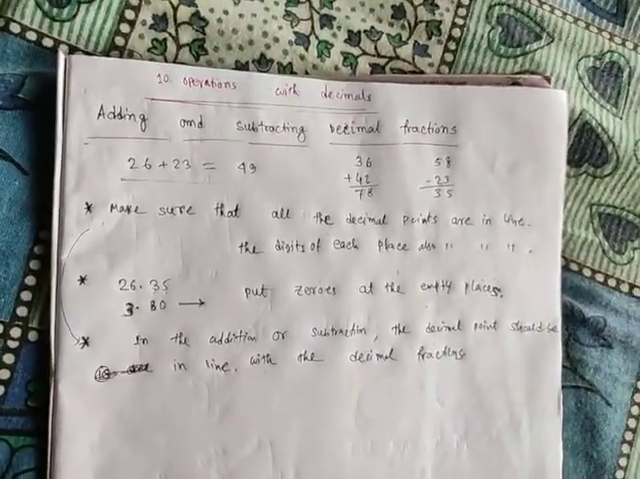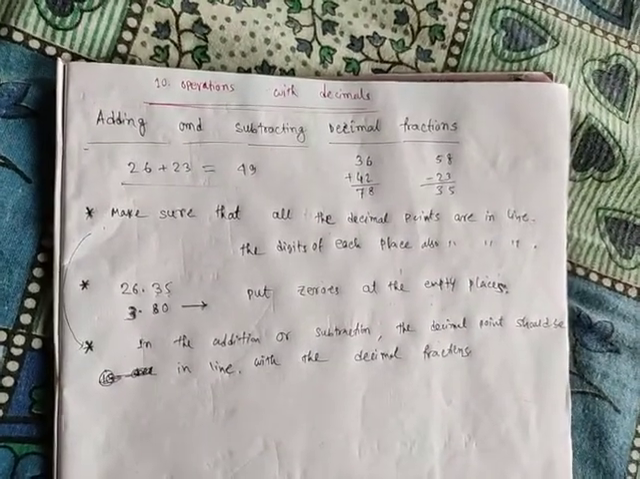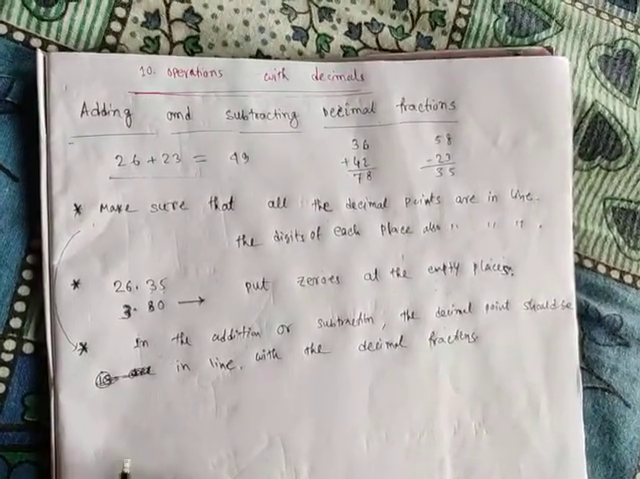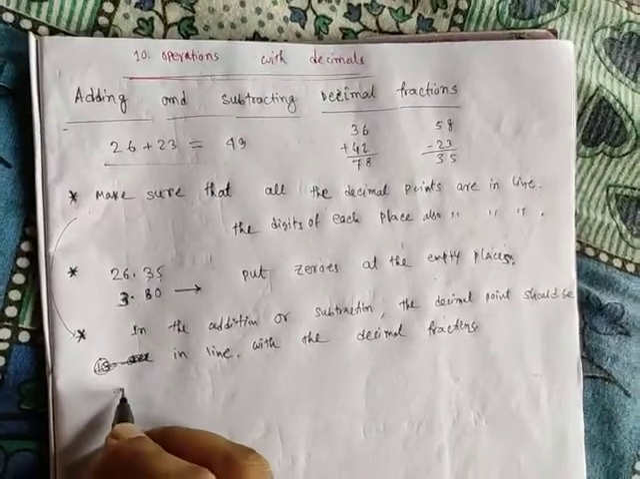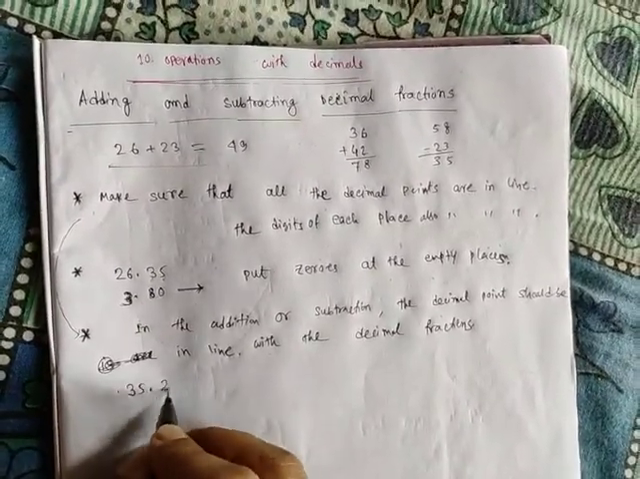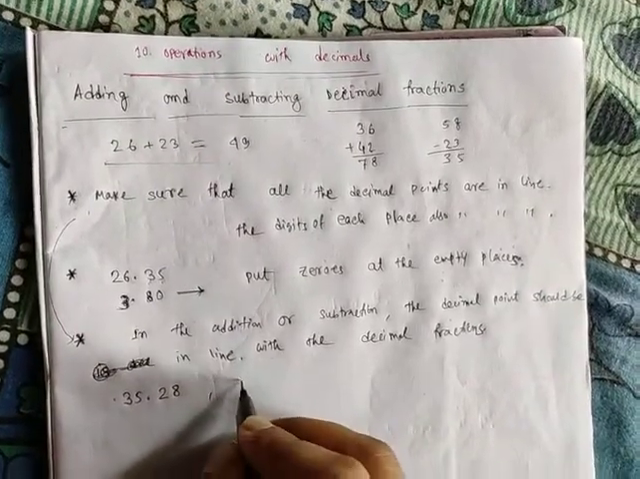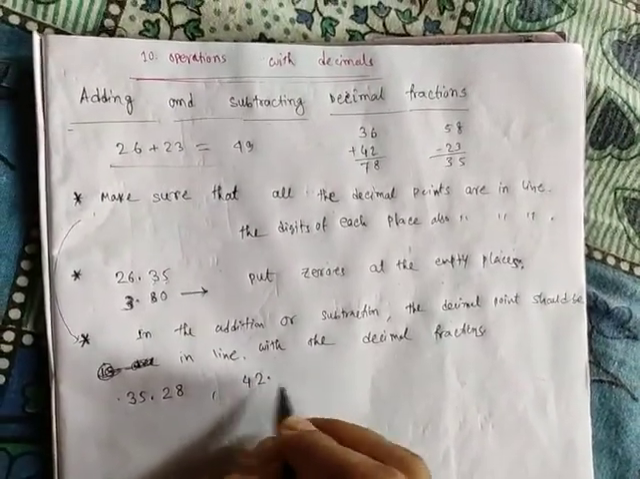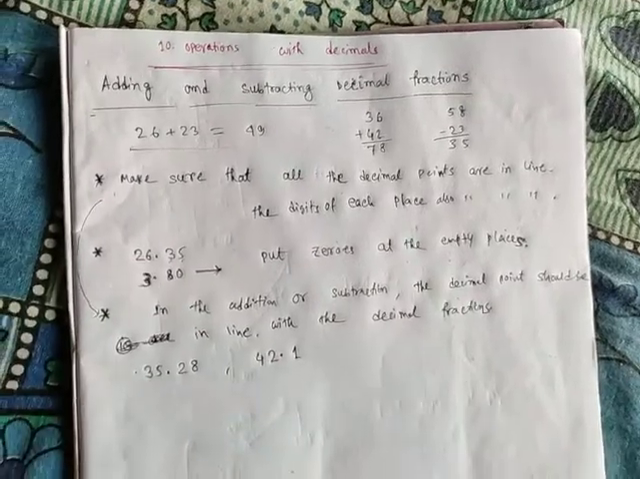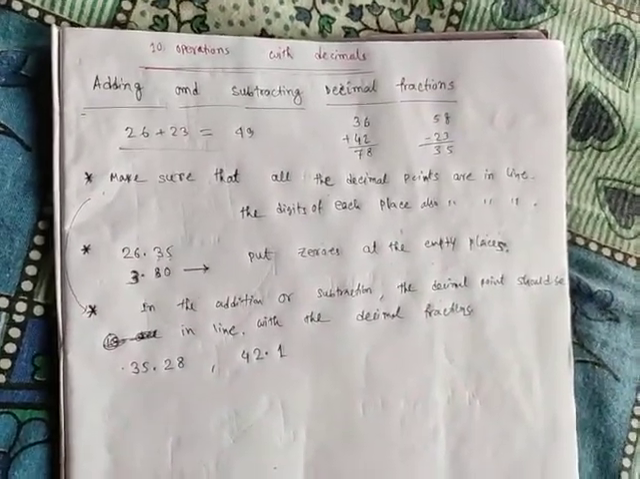So now come to the example. Suppose you have been given two fractions, 35.28 and 42.1, and you have to do the addition.